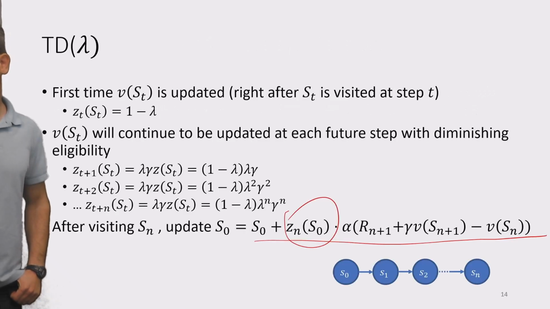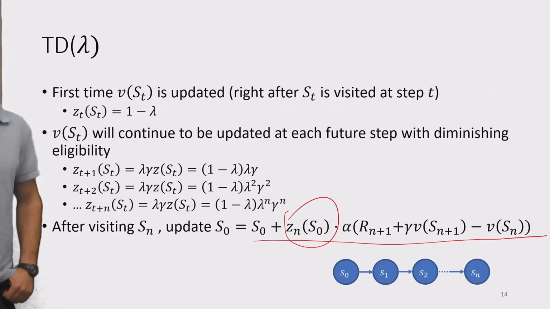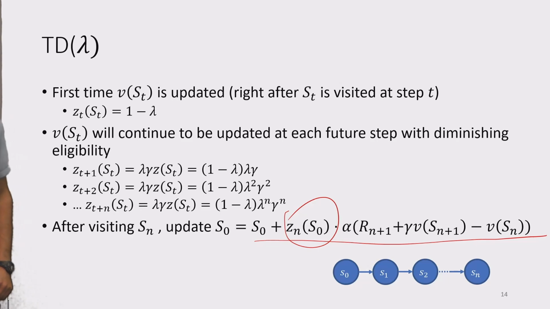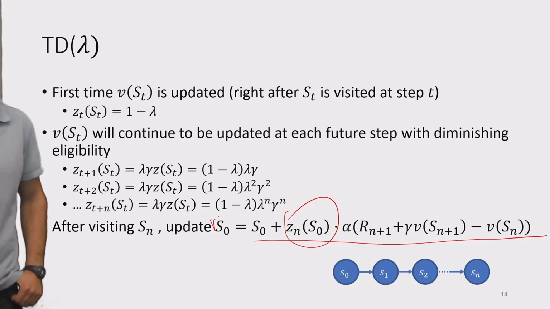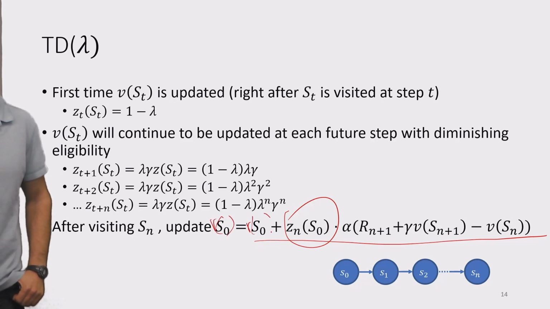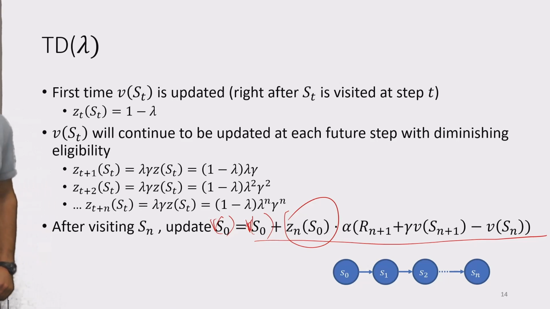Here it should be the value of s_naught, right, in this equation? It should be V of s_naught, and here as well, V of s_naught. You're right. Good catch.